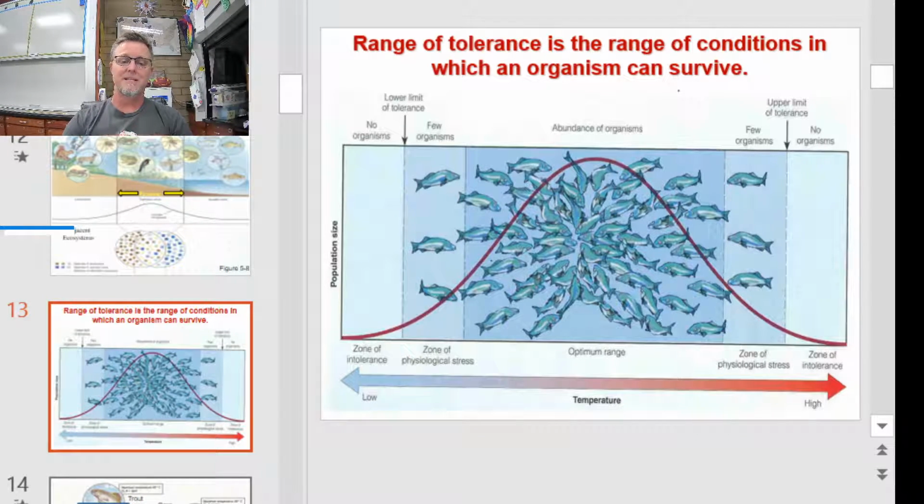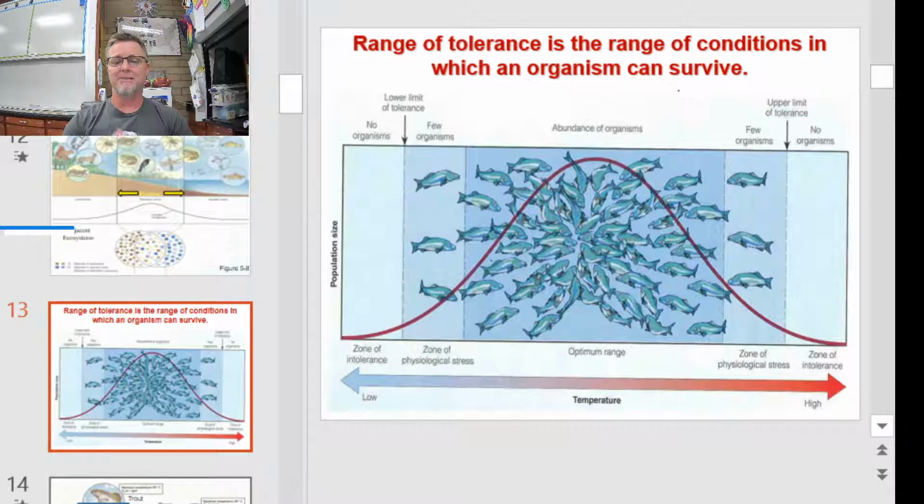So what you can see is if the temperature gets too high or too low, well, basically the fish are unhappy. And if we get to this optimum range, then the fish are happy, they reproduce, and the rest is history. Outside of this optimum range, there are two bars to consider. The first bar on the right and left is what we call a zone of physiological stress.